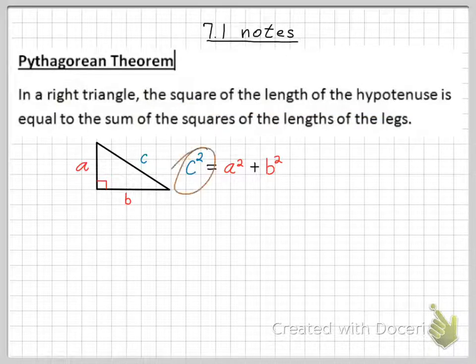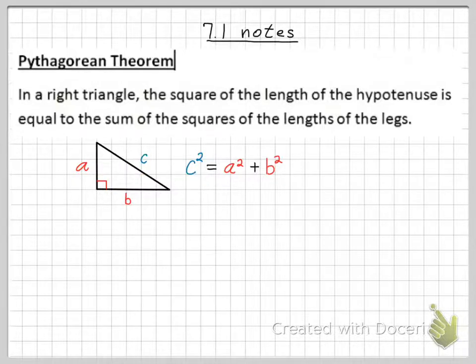So moving right along, the important part is that the square of the length of the hypotenuse has to be outside all by itself. This part here is the hypotenuse. Remember, the hypotenuse is the length opposite the right angle. It's the longest side in a triangle. So the hypotenuse squared is equal to this leg squared plus this leg squared. Very important that you square them. It's not this plus this equals this. No, that would be wrong. It's this squared plus that squared equals the hypotenuse squared.